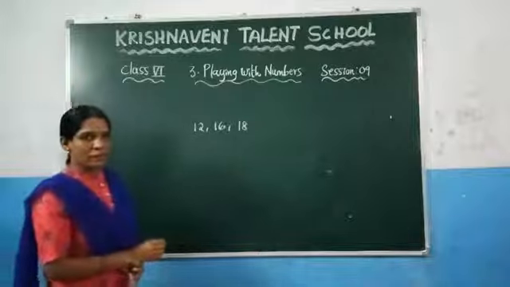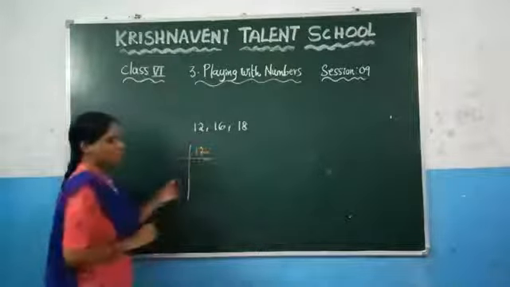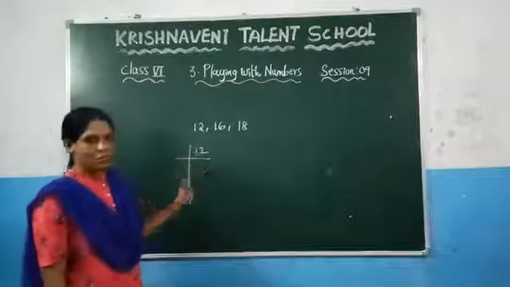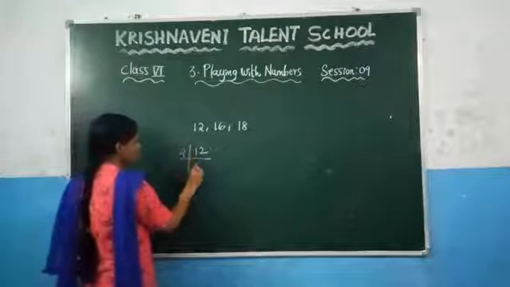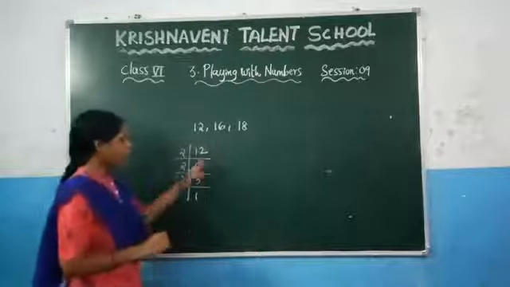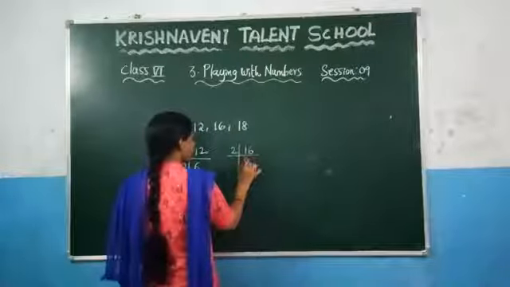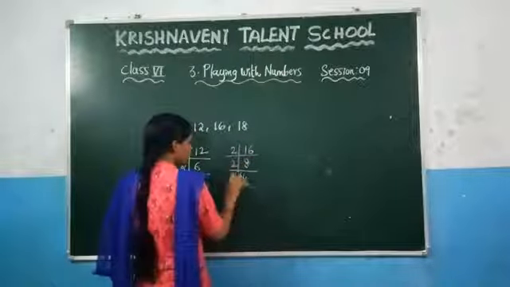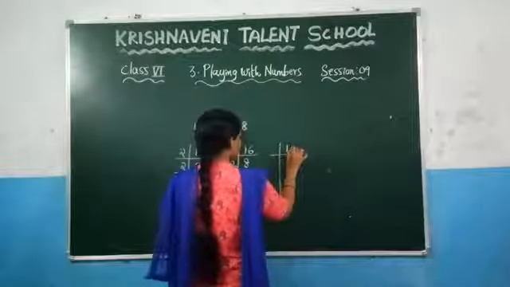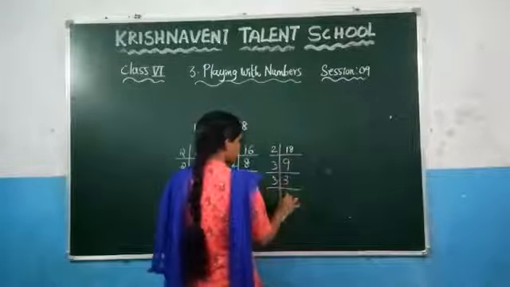Now, by using the prime factorization method, you need to divide these values. Here, 12: you need to check what is the least prime number that is divisible by the given number. You know that 2 is the least prime number. 2 6s are 12, similarly 2 3s are 6, and 3 1s are 3. Again, you need to write for 16, the second number: 2 8s are 16, 2 4s are 8, 2 2s are 4 and 2 1s are 2. Now, write for 18. How do you write? 2 9s are 18, 3 3s are 9 and 3 1s are 3.